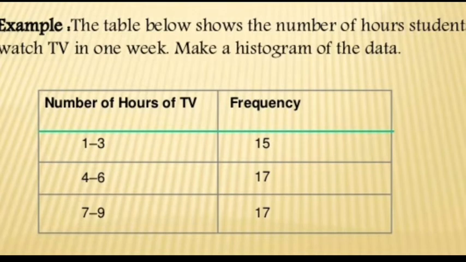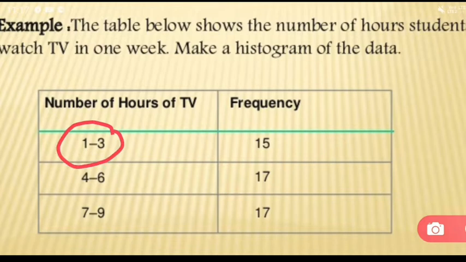And what is the meaning of frequency? Frequency means how many times it occurs, the number of times that a particular entry occurs, that is called frequency. Now, two important points: there is no gap between the bars in a histogram. Clear? First point. And if we can divide the data in class intervals like 1 to 3, 3 to 6, 6 to 9, then only we can draw the histogram, otherwise not.